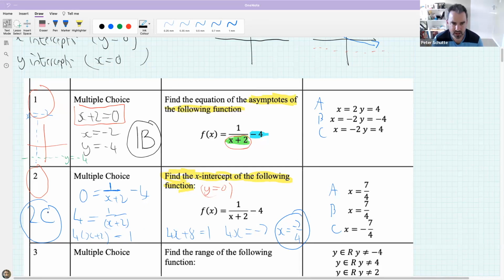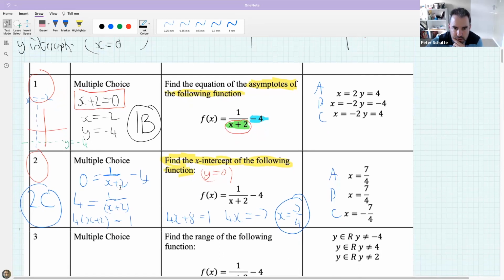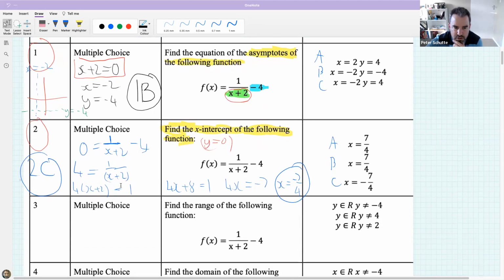Notice how I made y 0, and then after that, all I was doing was algebra to isolate the x. This is giving me the x-intercept of this hyperbola. Are there any questions about 2? Otherwise, I'm going to move on to question 3. Find the range of the following function. So what is the range? It's the same hyperbola that we've been dealing with so far.